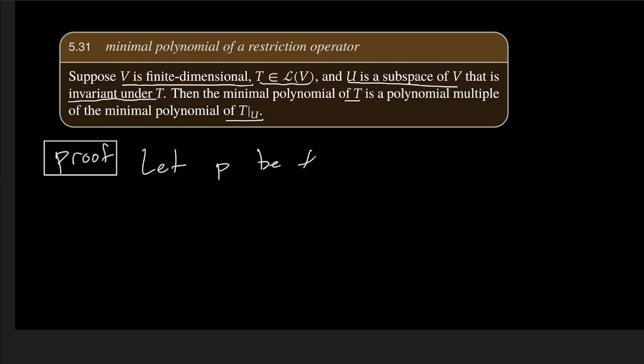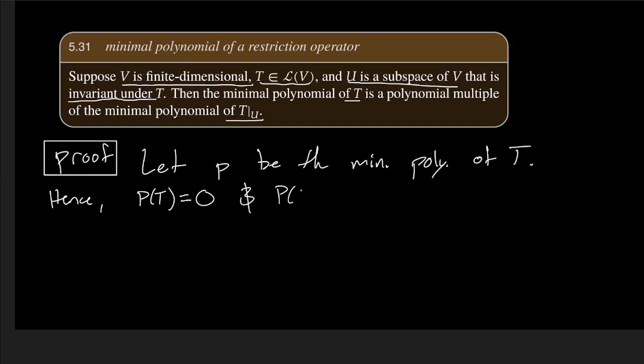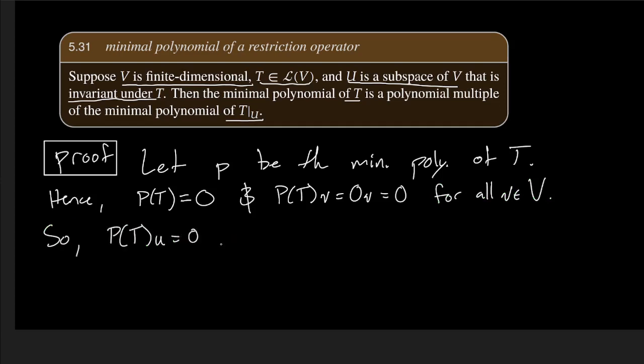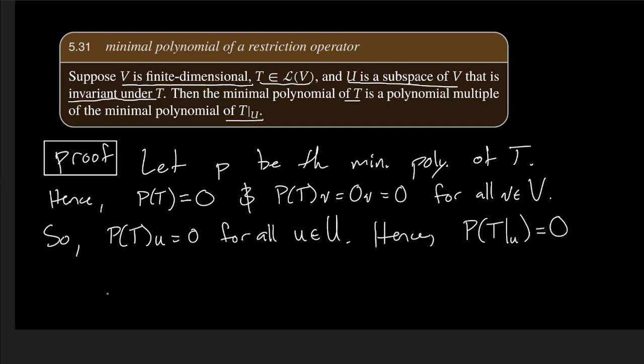Let P be the minimal polynomial of T. Hence, P of T is the zero operator, and P of T applied to a vector V is just the zero operator applied to V, which is just the zero vector, for all V in big V. So P of T applied to U is equal to the zero vector for all U in the subspace U. Hence, P of T restricted to U is equal to the zero operator on U.